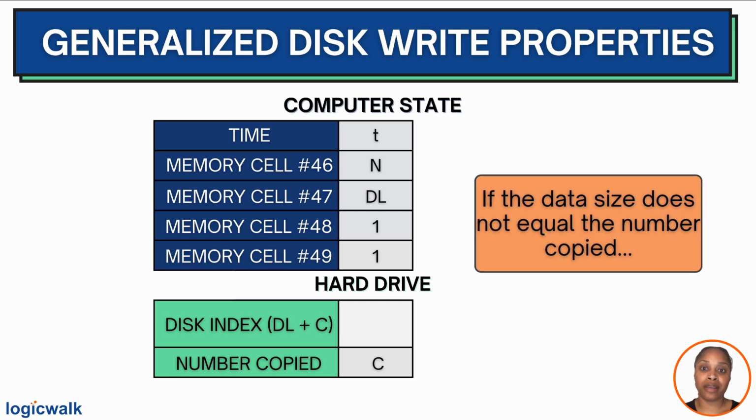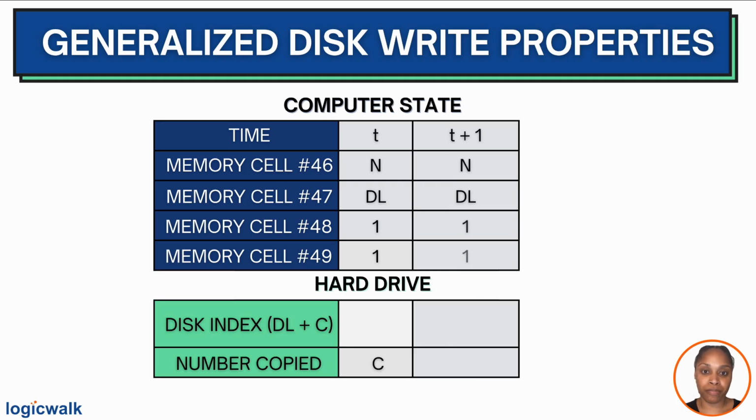If c is less than n, essentially if the data size is not equal to the number copied in the hard drive, then at time t plus 1, the disk writes from memory cells 30 plus c into disk index dl plus c, and the number copied increases by 1 to c plus 1.